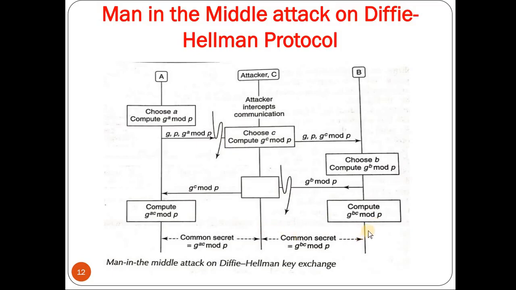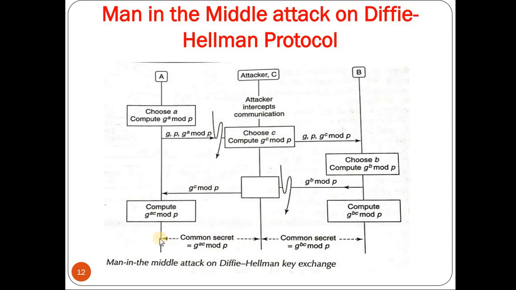Again, when B sends a message to A, it is intercepted again by C. Once it is decrypted, it is encrypted using the common shared secret key between A and C, that is G to the power AC mod P, and it is sent to A. So every message that is sent from A to B or B to A is intercepted and read by C. Again it is encrypted and sent back to the other party. So this is how a man in the middle attack is actively performed.